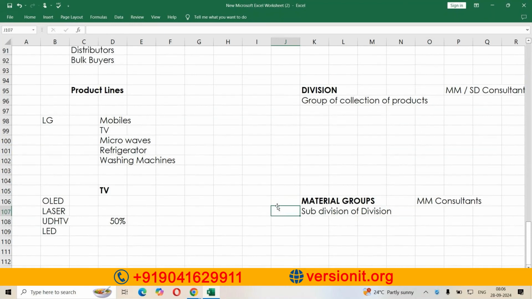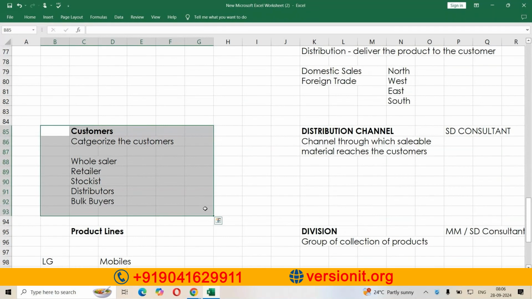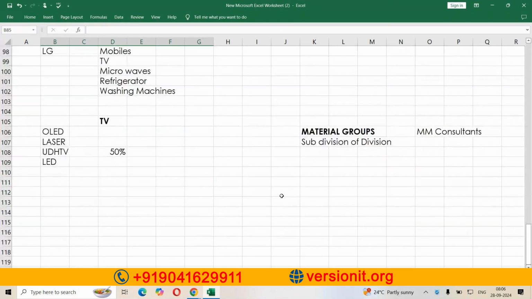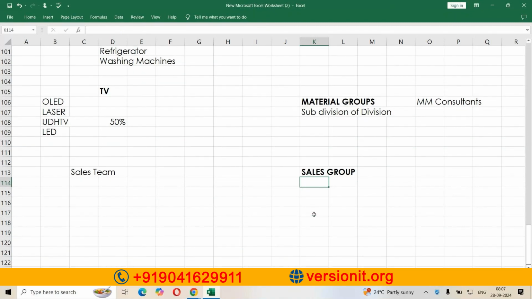And to sell the products to the customers, the company needs to deploy a sales team. So the company sales team, who will be responsible for selling the product, we are going to map and call as sales group. This is the terminology we are going to be using. Sales group. You're going to have different groups. Each group is going to be responsible for selling a particular range of products. Each group will not be selling all products.